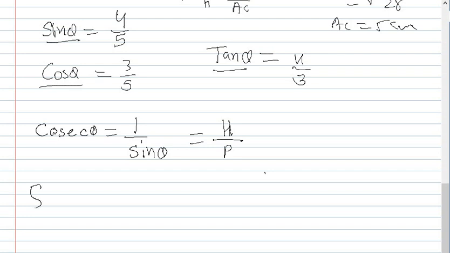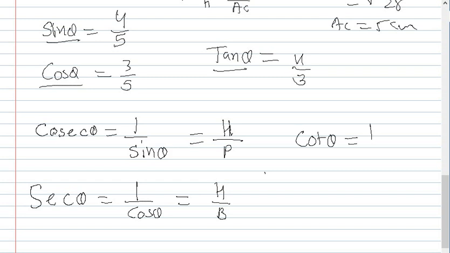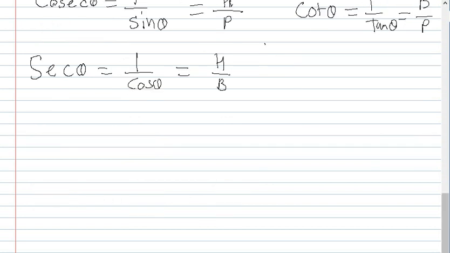Similarly, sec theta is equal to 1 upon cos theta, meaning it would be h upon b. And the third value is cot theta, which is the opposite of tan theta, so 1 upon tan theta, meaning base upon perpendicular. So we have got overall 6 values.